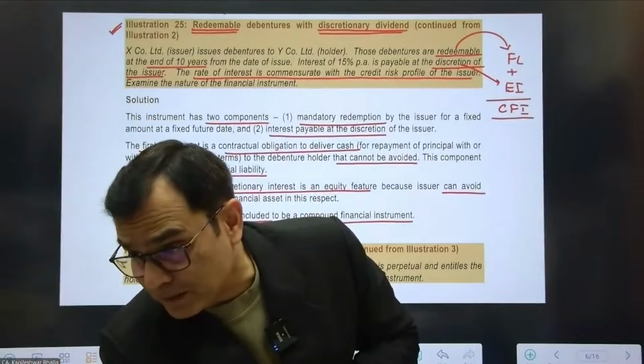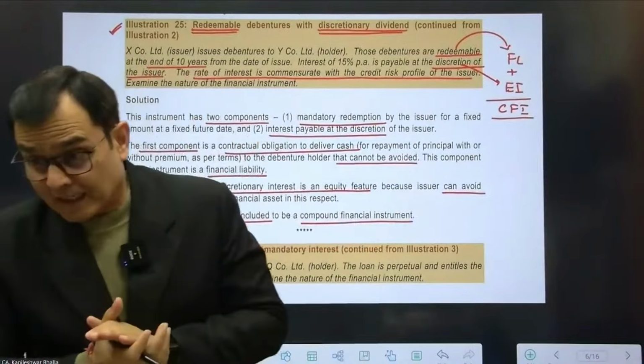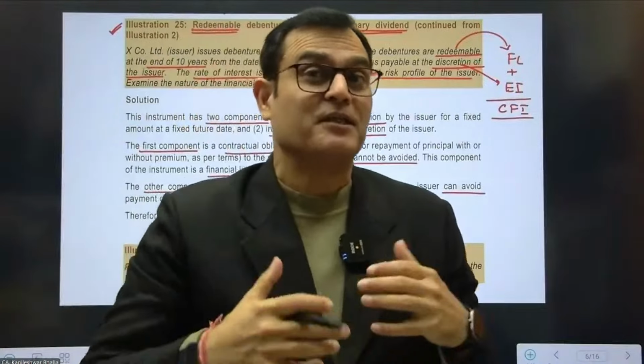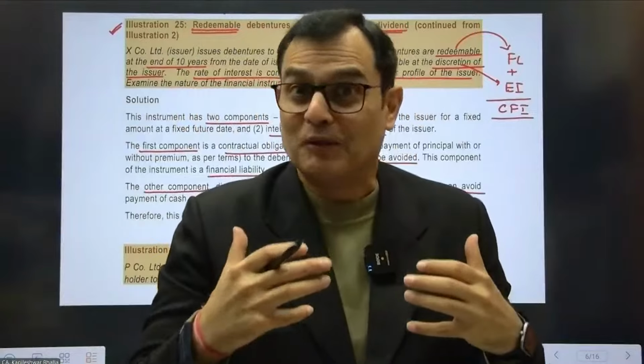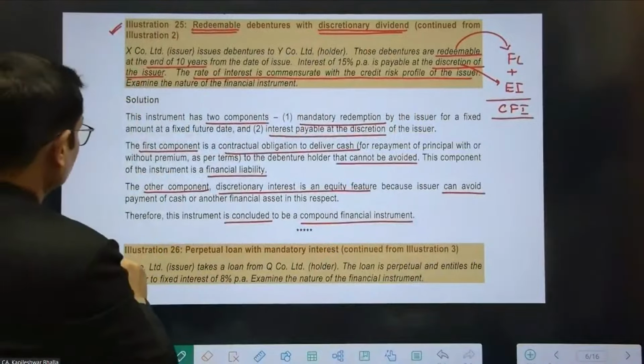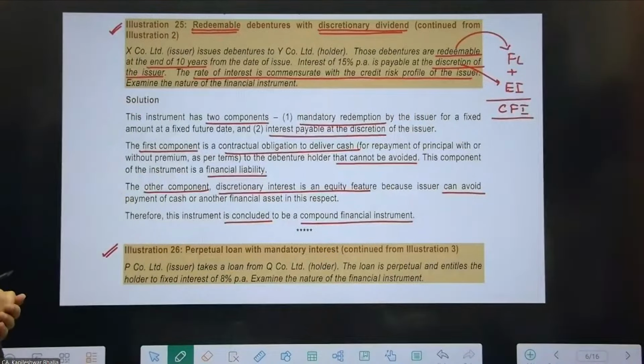I think this one should be pretty much clear. So I love your way of teaching. Beautiful. Thank you. Thank you very much indeed. That encourages me to give you something more. Thank you very much. Let's go to the illustration number 26 now.